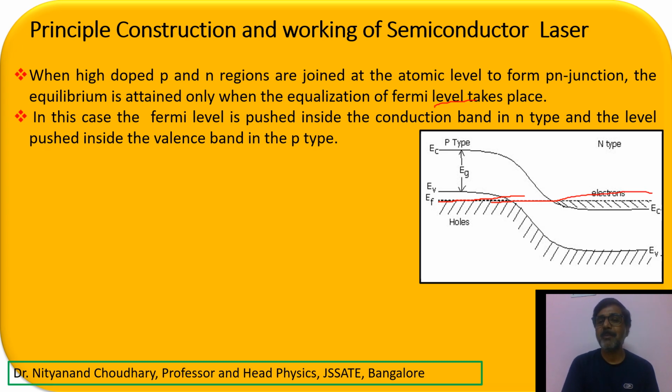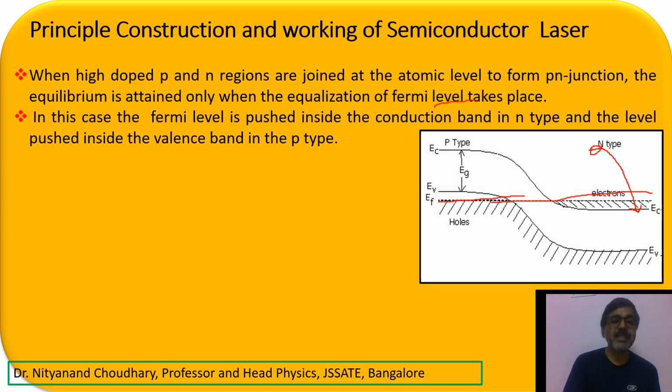So your conduction band initially was somewhere here. From here your conduction band has moved over here, right? So that the Fermi level should go inside your conduction band, right? And the Fermi level on both sides is getting equalized. So this is what has been written over here. When highly doped p and n regions are joined at the atomic level to form a p-n junction, the equilibrium is attained only when the equalization of the Fermi level takes place. Equalization of the Fermi level means that on both sides the Fermi level has come to one level.